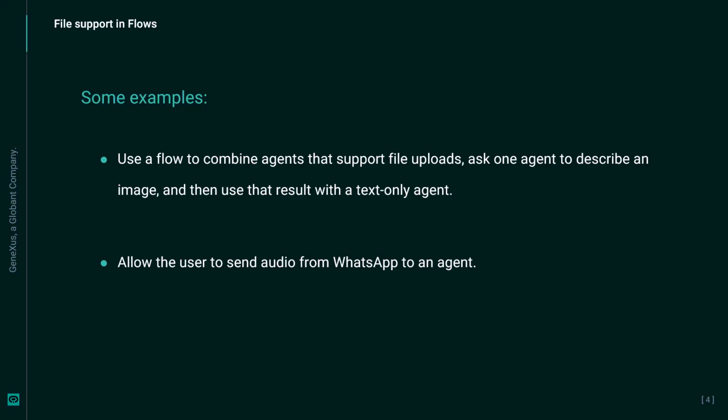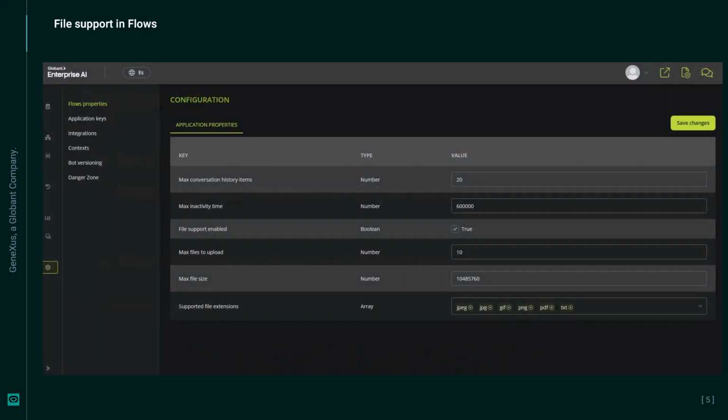Now, beyond the example, when the end user attaches a file to a flow, it is sent only to the agents within the flow that support that type of file. This means that if an agent in the flow doesn't support file uploads, the file will not be sent to that agent. Likewise, if an agent in the flow doesn't support that specific file type, the file will not be sent to that agent either. The supported file types are configured independently for the flow and the agent.